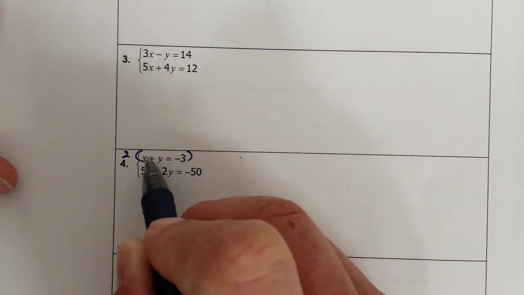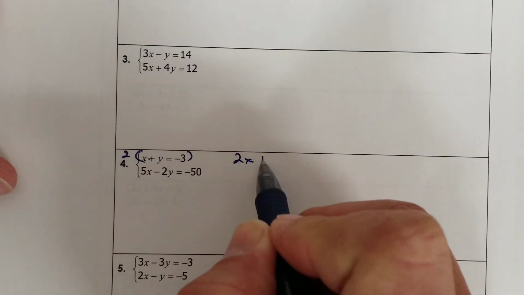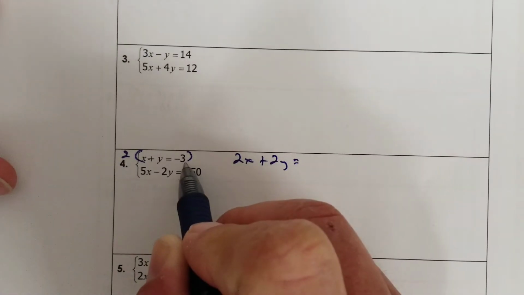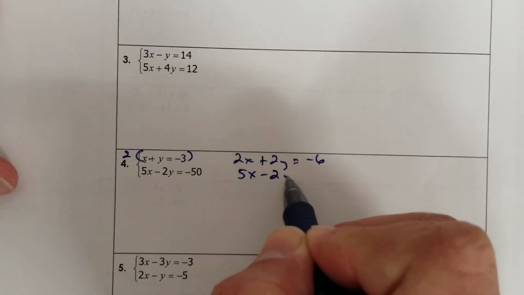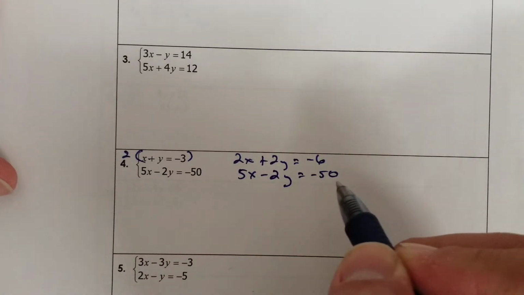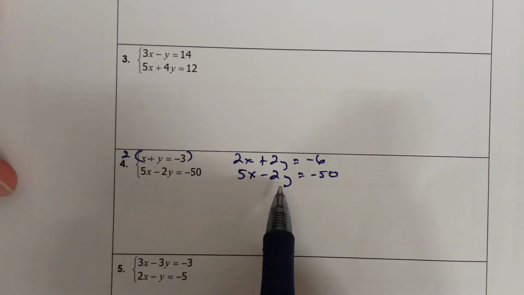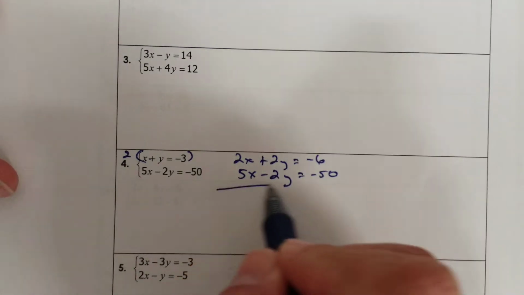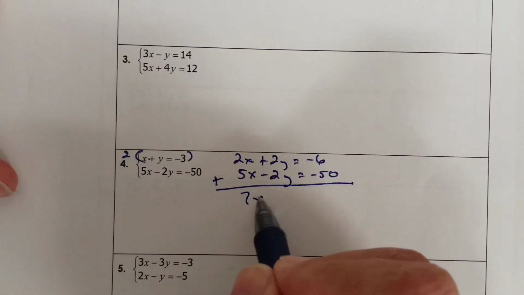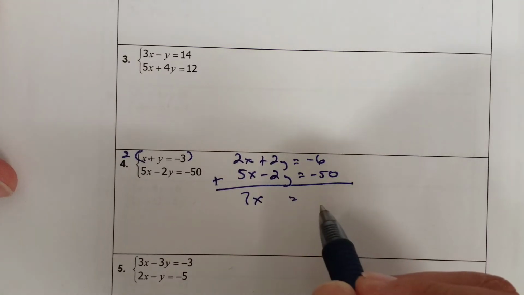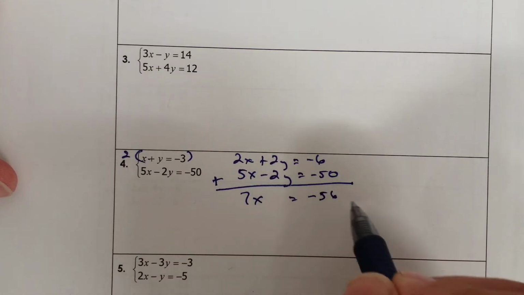So instead of x, it becomes 2x. Instead of y, it becomes 2y. And instead of -3, times 2 is -6. And the second equation I'm going to keep just like it is. And now I have opposites, +2 and -2, and I can eliminate those if I add. So 2 and 5 make 7. Negative 6 plus negative 50 make negative 56.